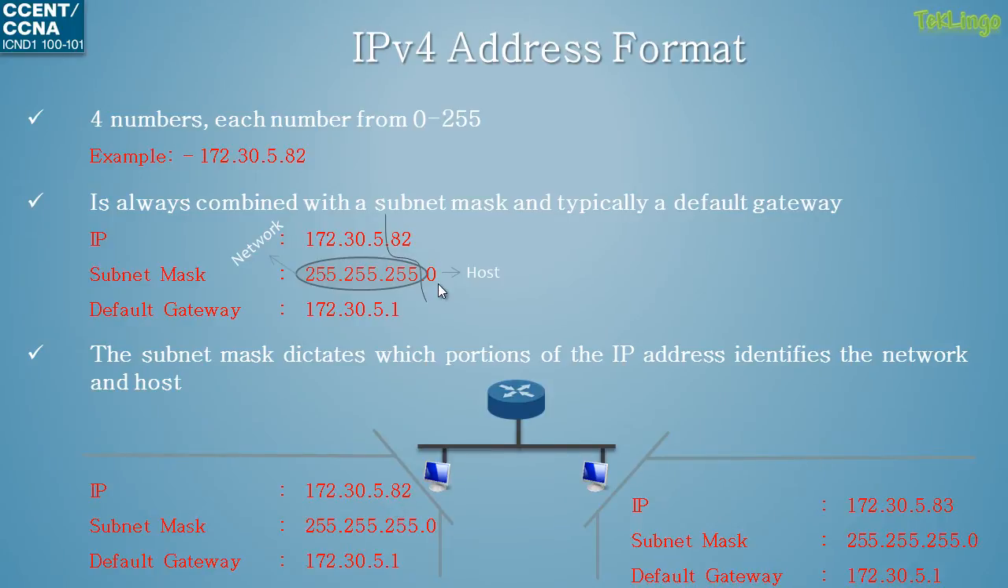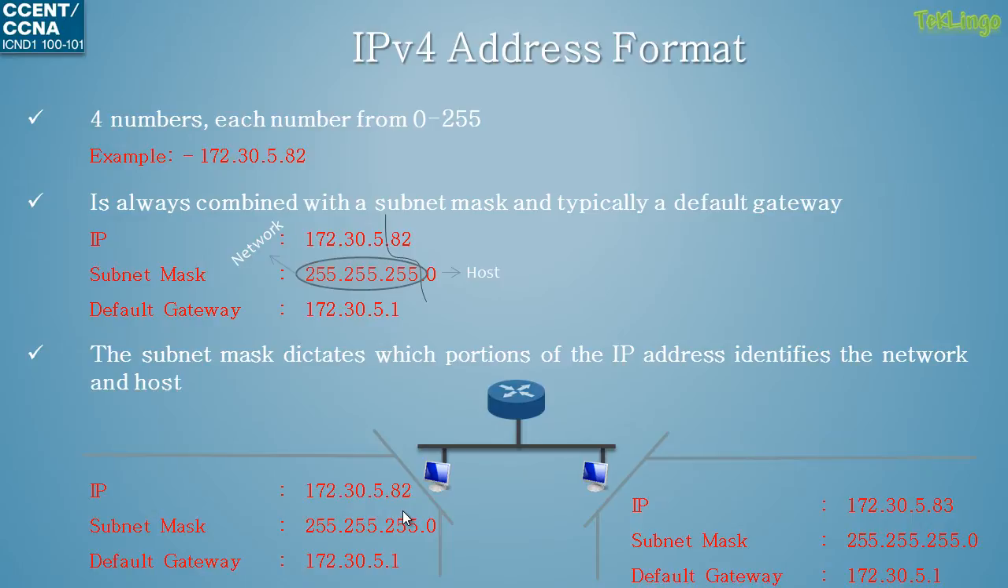Now the host portion identifies who you are on the network. So in the below example, the computer on the left side is host 82 and the computer on the right side is host 83. When it comes to the IP addresses, if your network devices are connected to the same switch or hub, it means that they are on the same network for the most part.